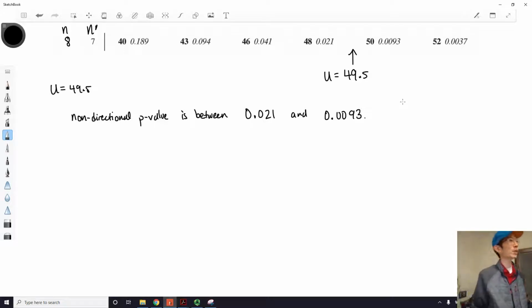Depending on our alternative hypothesis, we had a directional alternative which said the growth area produces larger values than the gap area. And then we had a non-directional one, which said one of these, I don't know which one, makes larger values than the other. So if we use the non-directional alternative, our p-value is between here and here.